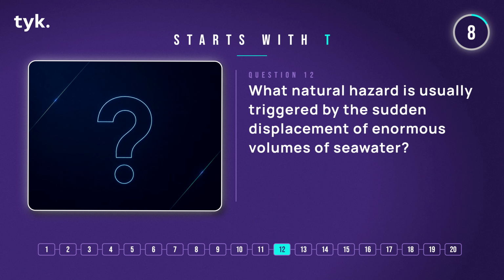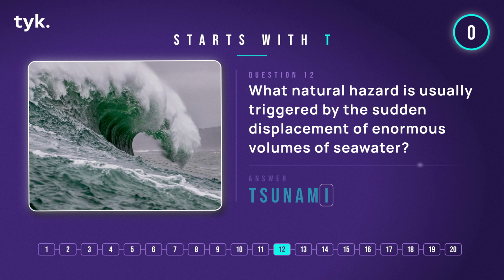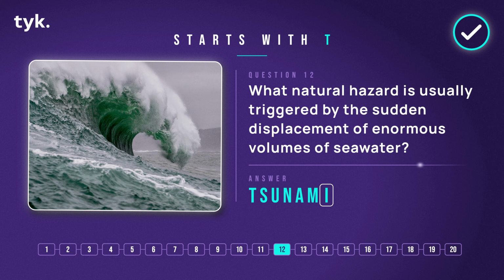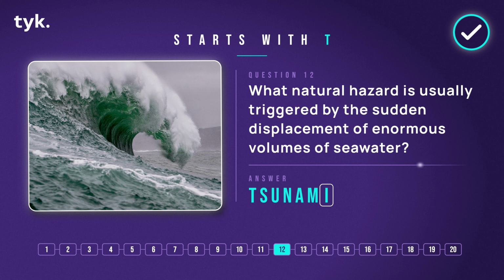What natural hazard is usually triggered by the sudden displacement of enormous volumes of seawater? It's a tsunami. In the open ocean, a tsunami can travel as fast as a commercial jet while remaining only a few centimeters high. Question 13.